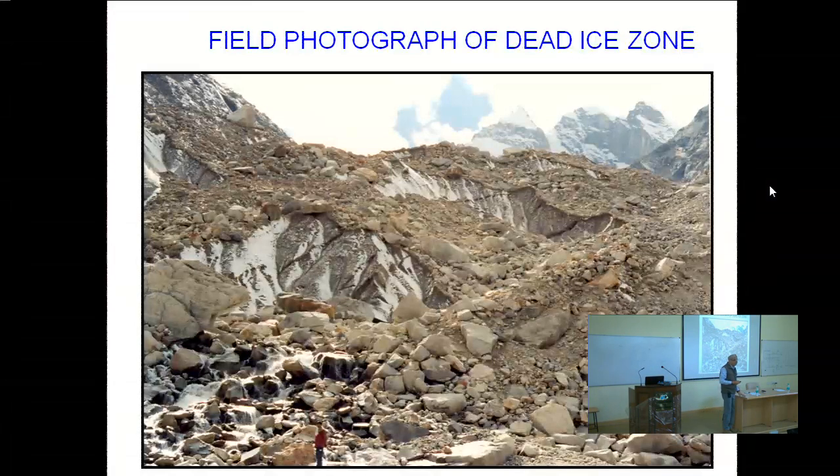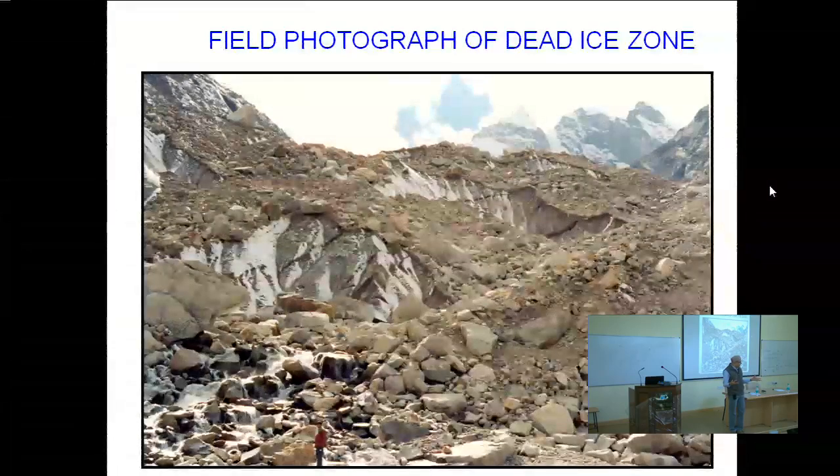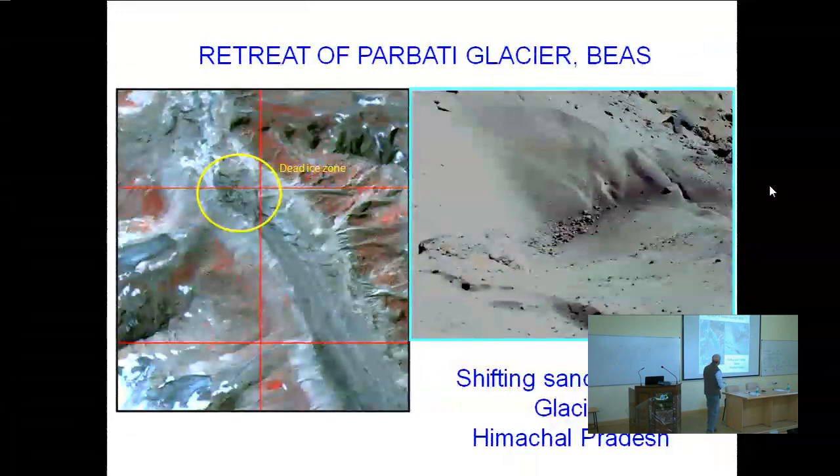What can happen to the ice body at the bottom, near the terminus, which is completely covered by debris, while the higher reaches are not covered by debris? What will happen? This is an important question, and you need to understand it.